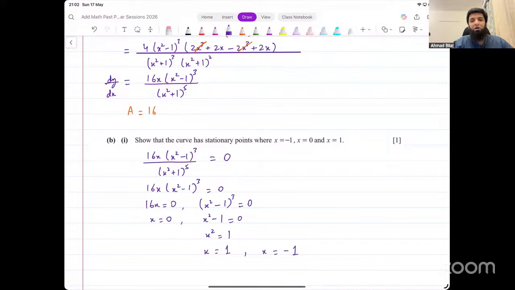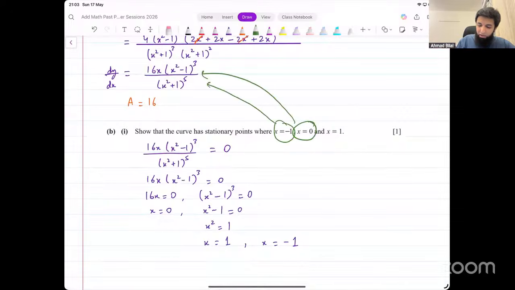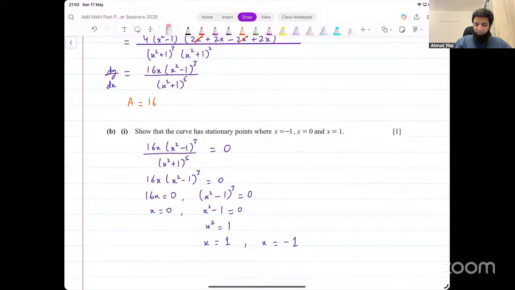Another way to do this could also be that you could input x equal to 0 in this, input x equal to negative 1 in this, and input x equal to 1 in this, and show that all of them are giving you 0. That could be another way of doing this as well. That was just one mark. Still required some working, but it was fairly straightforward, right? That's your final answer.